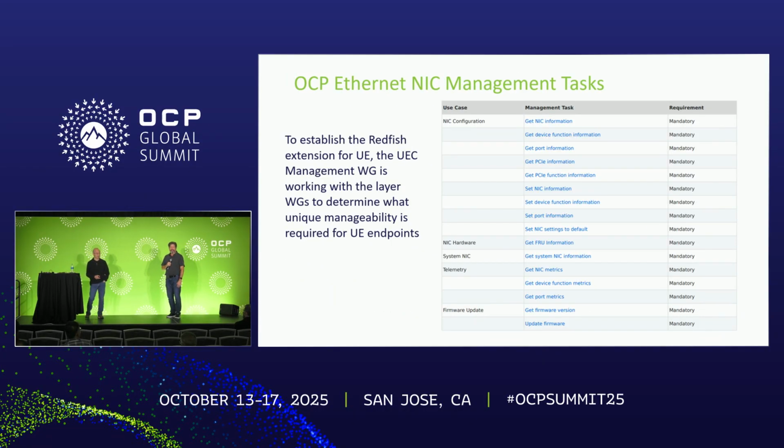So here's a list, and it's pretty much what you would expect. What in the OCP Ethernet NIC profile, what are all the tasks you're expected to do? You know, it's get FRU data, get config, get PCI, get all the NIC information, and then there's a couple of things in there you want to be able to set as well. Some of the things on the port or the NIC settings, you can reset it to default. All of those requirements are part of the Ethernet NIC document and then represented in the profile. So the use case document is actually what drives what goes into the profile. Right.